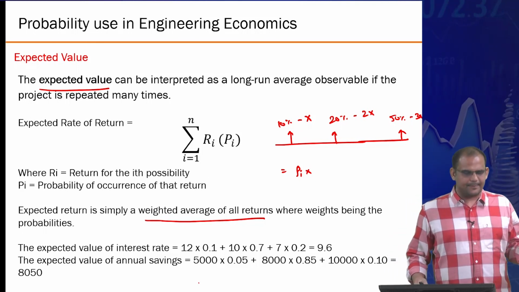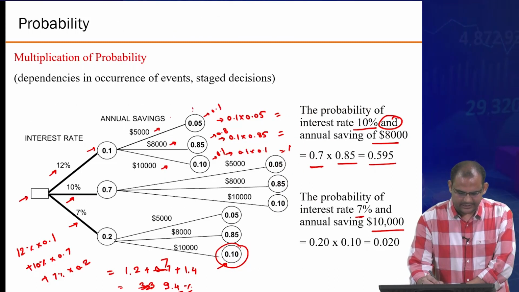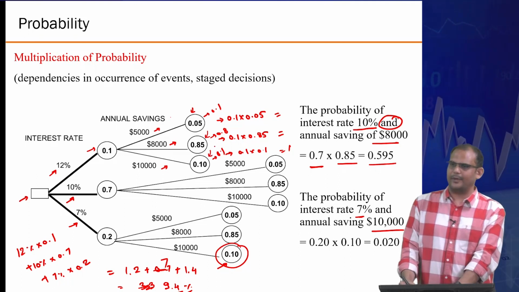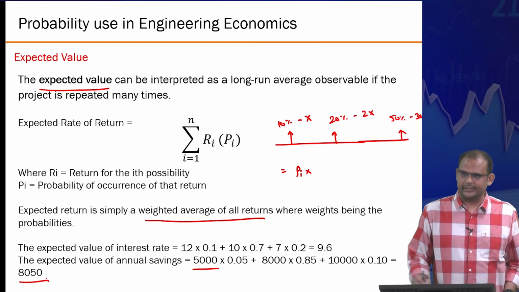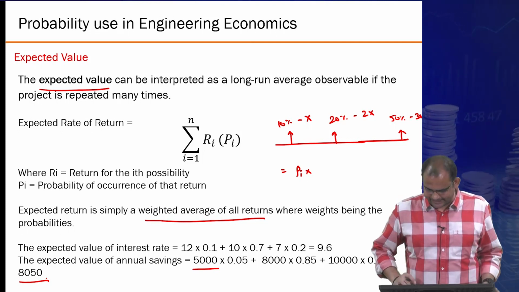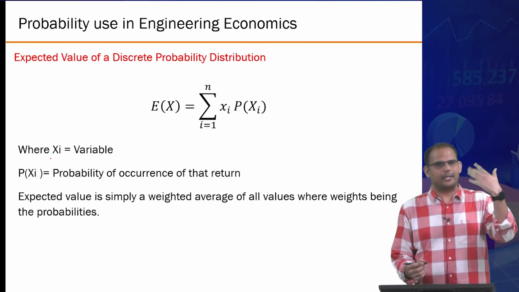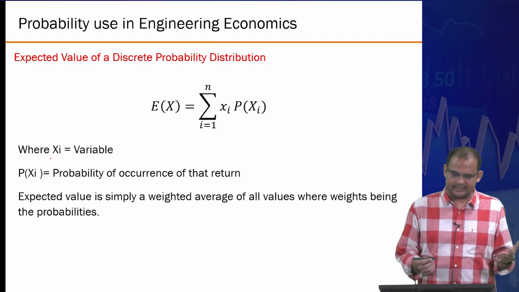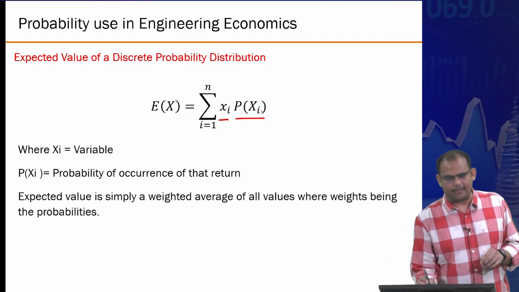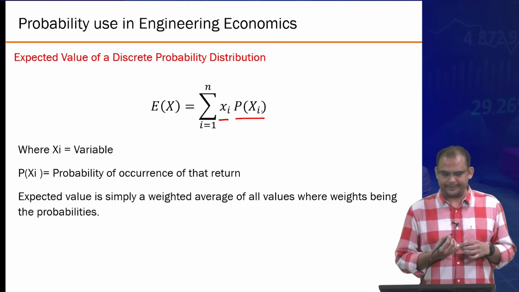Similarly, the average expected value of savings would be 5,000 multiplied by the probability of 0.05, 8,000 multiplied by 0.85, and then 10,000 multiplied by 0.1, and you simply add them to get 8,050. Make sense? This is how you calculate the expected value, and this is a generic formula for any variable. If you want to estimate, you estimate the probability. In simple cases in a classroom, this will be given to you, and you multiply xi with the probability of occurring xi, and you take the sum of all the xi's for a particular variable.